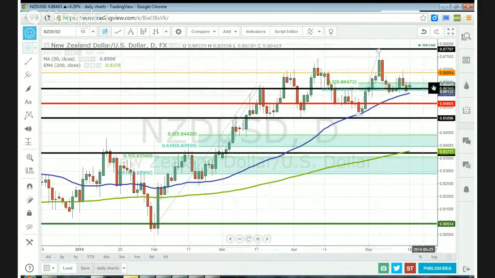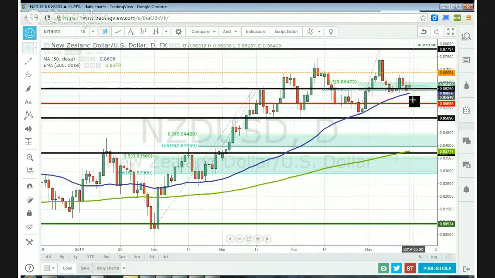Kiwi dollar, here it is. We see the logic. We're at a 61.8 Fibonacci from this swing low to this swing high. 50 simple moving average right around here. We have horizontal support going back to March 19th, 2 months ago. So a bunch of signs here.